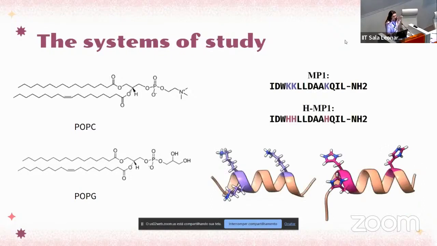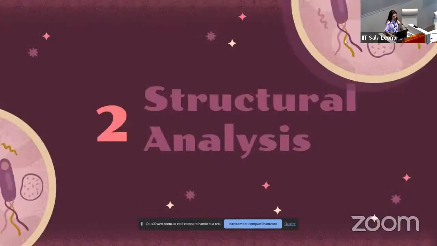So you can see the only difference is the lysines were changed to histidines. At acidic pH, it would have the same charge, but you can see that the side chain of lysine is way longer than histidine, and it could have some difference in the structure that I'll show you that we see in our simulations.